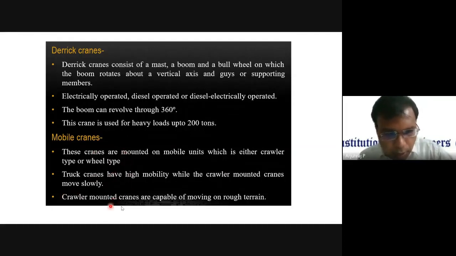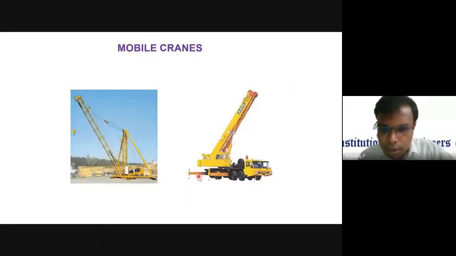You have truck cranes, which have high mobility, while the crawler-mounted crane's travel speed will be very slow. And as I was telling, the crawler can be used for rough roads or rough terrain or a mountain region, where you can go for a crawler rather than a wheeled type. Mobile cranes with crawler mounting are capable of moving even in a mountain region or in rough road conditions.